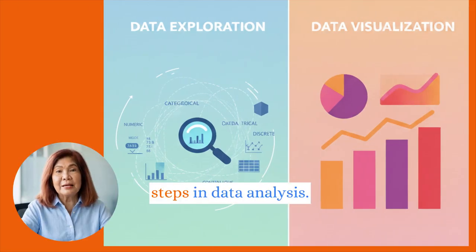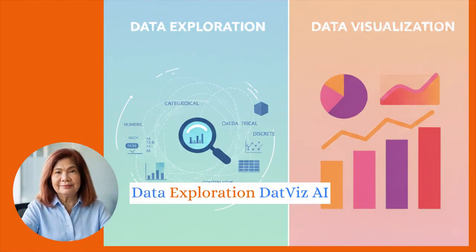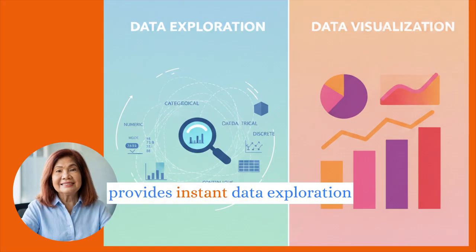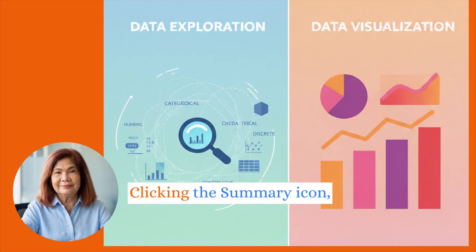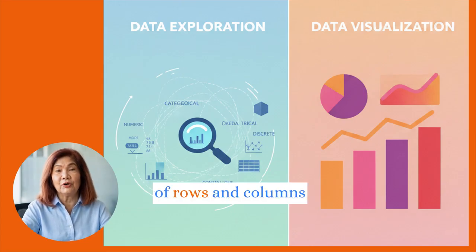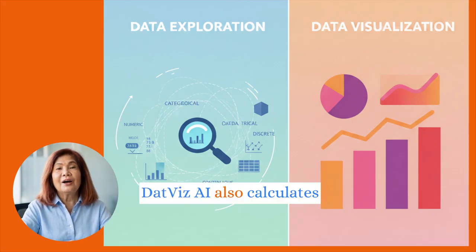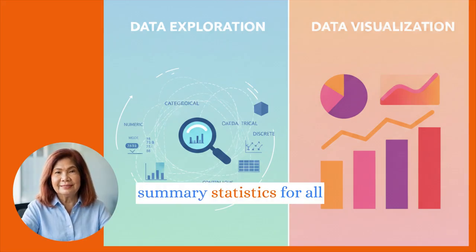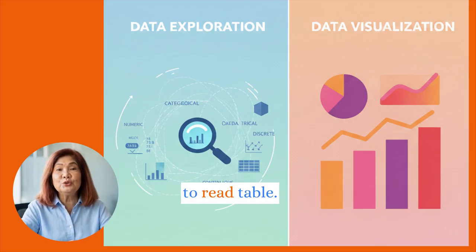There are two main steps in data analysis. 1. Data exploration. DatViz AI provides instant data exploration to help you understand your dataset quickly. Clicking the summary icon, you will see number of rows and columns, number of missing values, variables, and their data types. DatViz AI also calculates summary statistics for all numeric variables and presents them in an easy-to-read table.